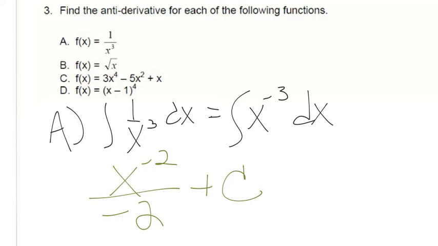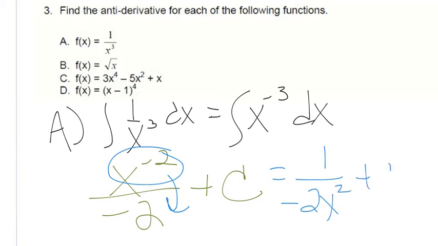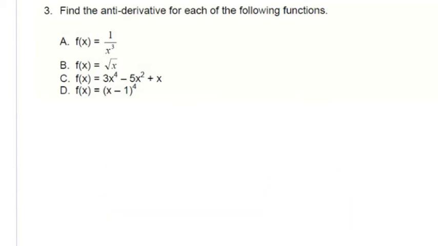I'm going to change this a little bit because I don't like a negative exponent in my answer. I'm going to move this back to the denominator. So we get 1 over -2x squared plus c. So the power rule is when you add 1 to the exponent and divide by the new exponent.